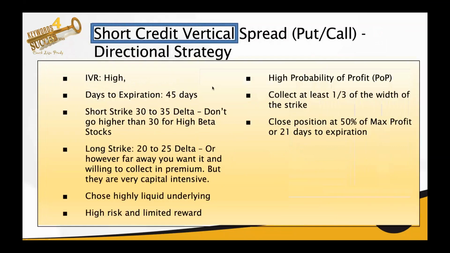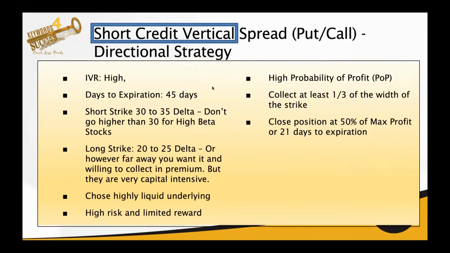When you are in a high IVR environment, usually around earnings, options are expensive. When you're selling something, you want to sell it at a high price, and high IVR is good for that. Of course, 45 days. Now, with any credit spread, every single day.